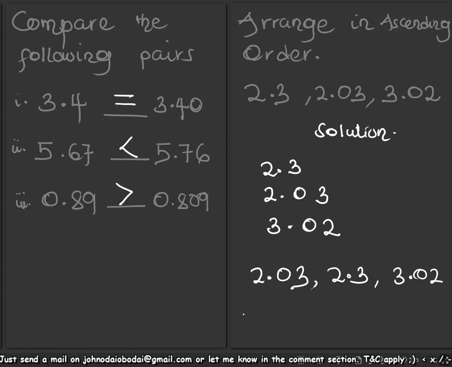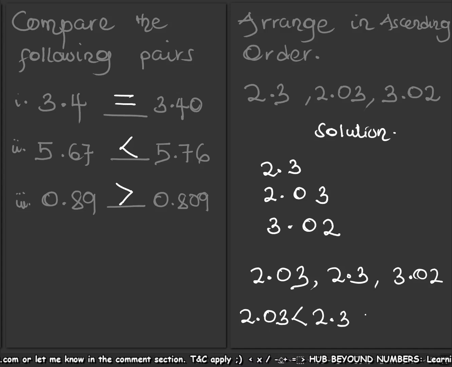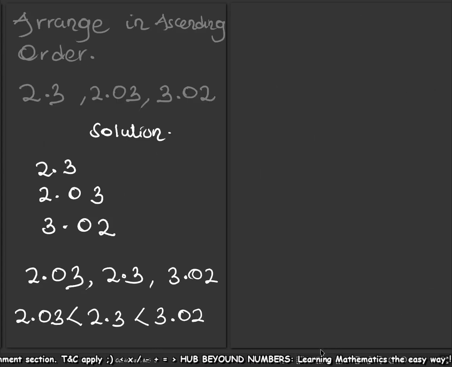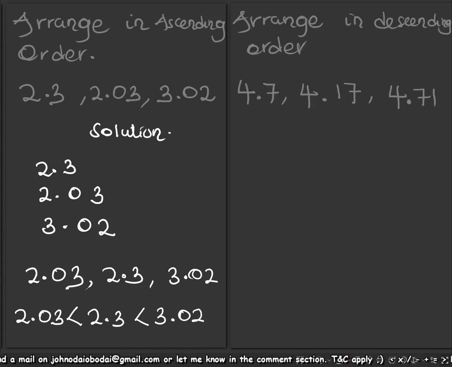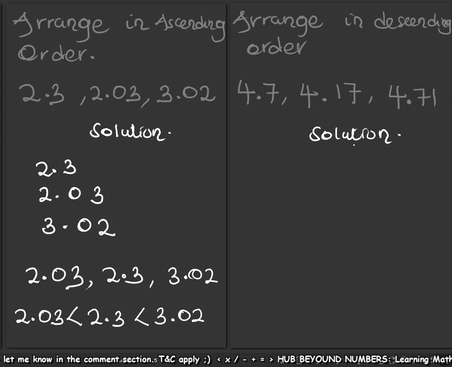Or you can say 2.03. They said ascending order, so it is less than 2.3, which is also less than 3.02. As simple and then straightforward as that. Let's solve one last question. So we have this question here which says we should arrange in what? Descending order. Descending simply means from the biggest to the smallest, you see.